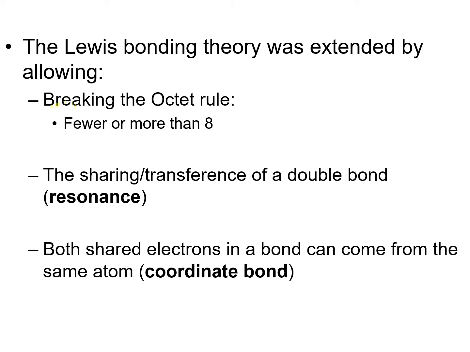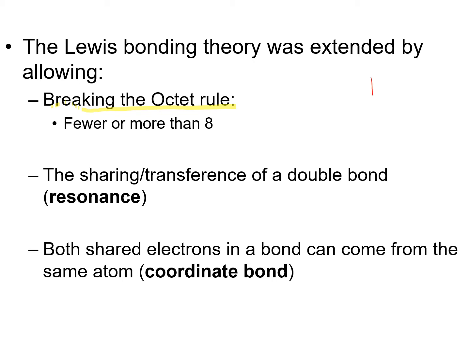One is that we are going to be breaking the octet rule. So what we said previously is that generally 8 electrons in the outer shell tends to be stable, and that is still true, but there are plenty of exceptions where there are a different number other than 8, and the stability of the atom is still there.